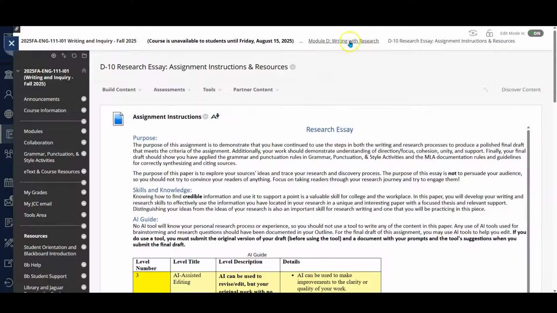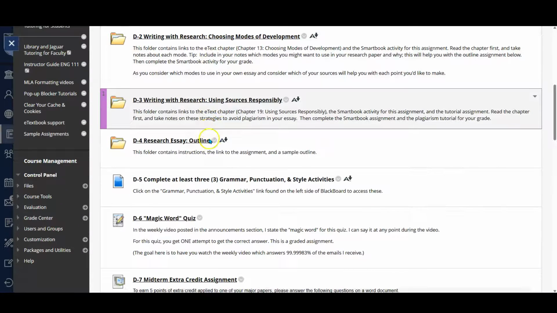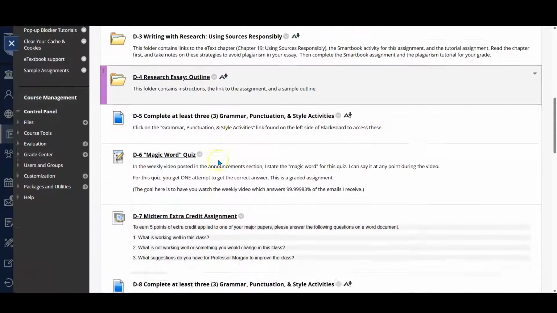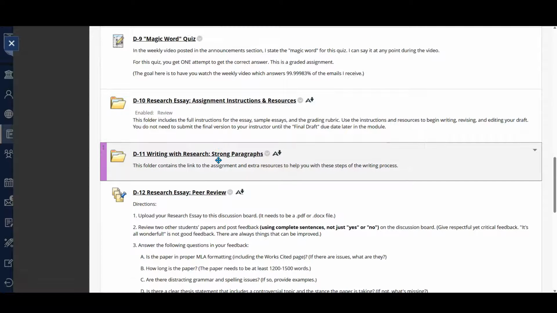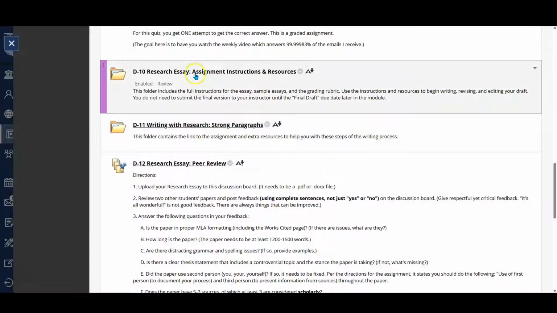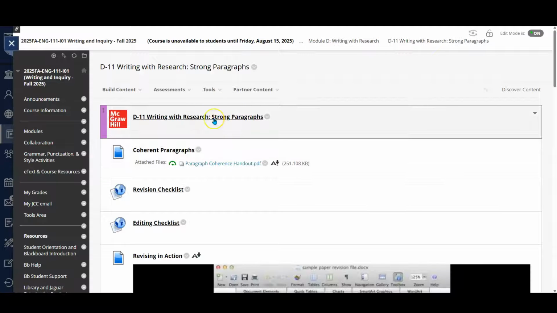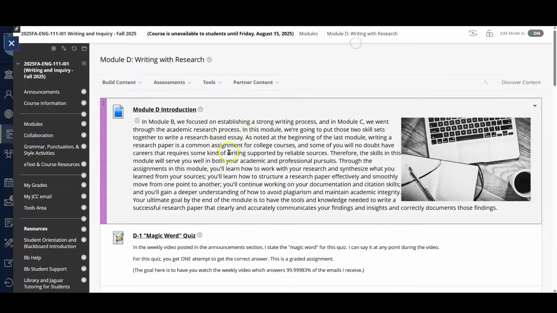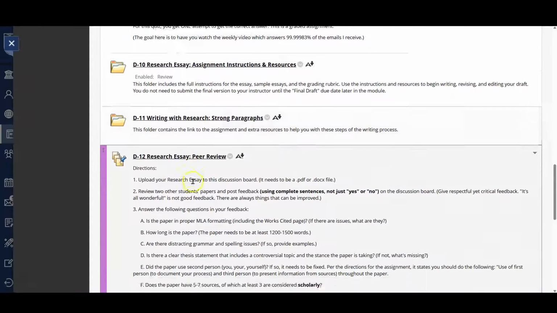Well, I'm glad that you asked, because the magic word is bowl. Bowl, like when you eat a bowl of cereal. Bowl. Okay. Where are we? We're down here. Once you understand the assignments, there is another SmartBook assignment here on strong paragraphs. That will help you with your writing, so make sure you do that one as well. And then you actually get to upload your first draft.